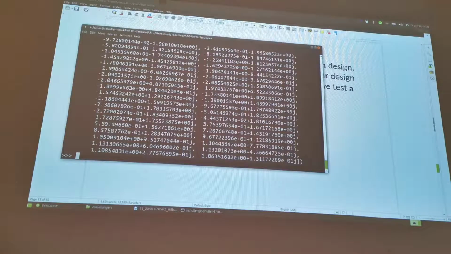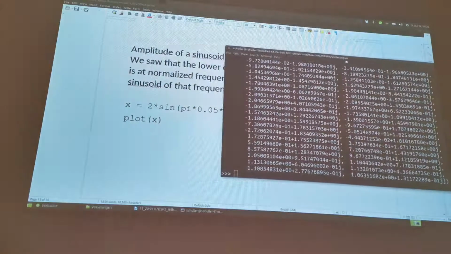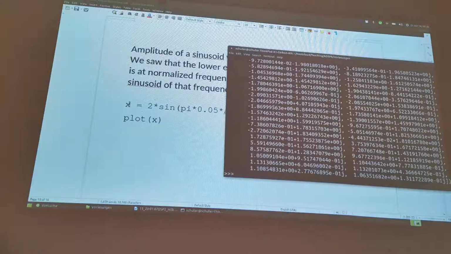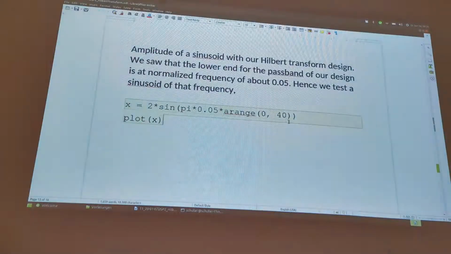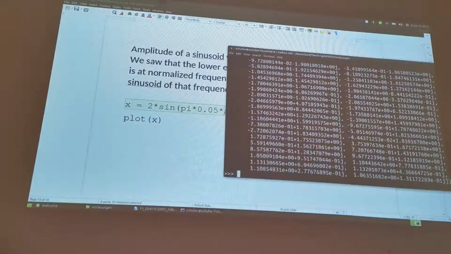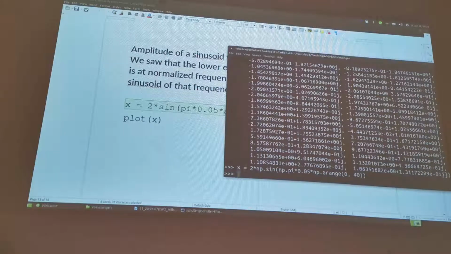Now I have to use NumPy in this window. So here x, Control C, Control Shift V, and now I have to use np.arange, np.pi, and np.sign. So this shows you what the convenience of IPython was. You don't need the np. in IPython; in Python, you need the np.